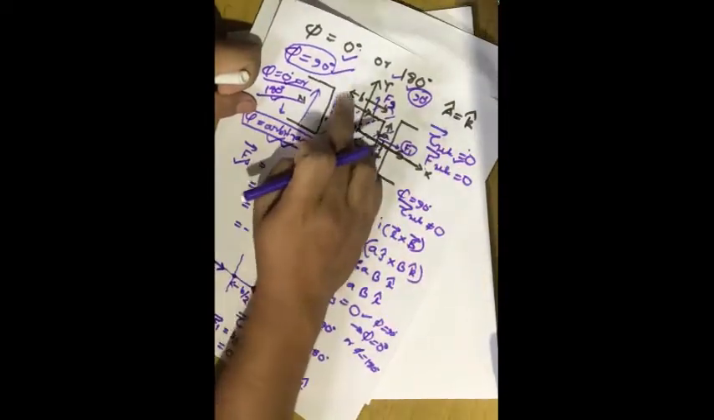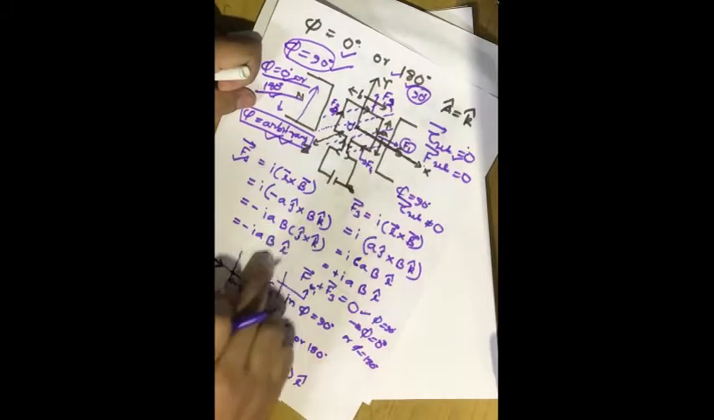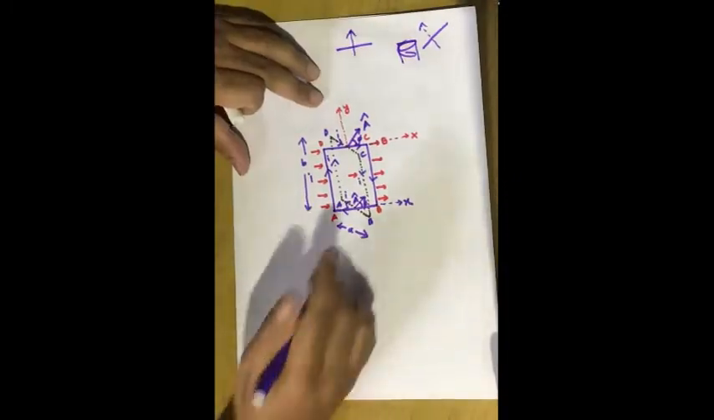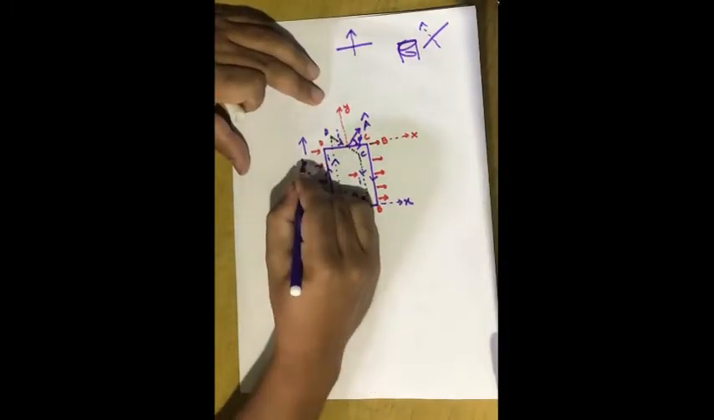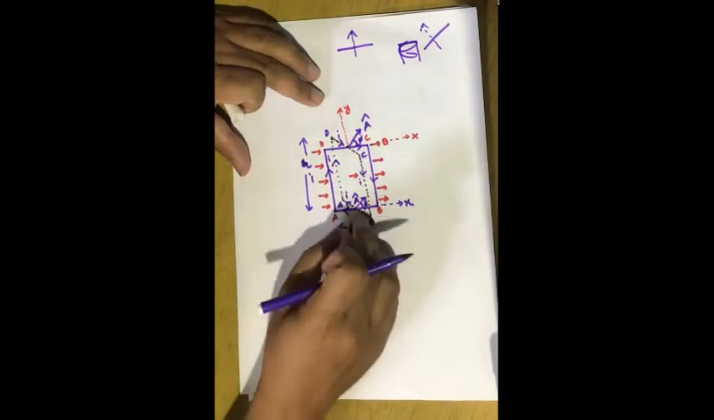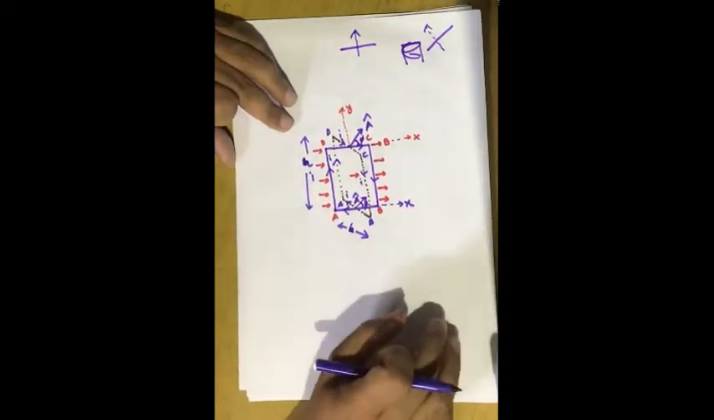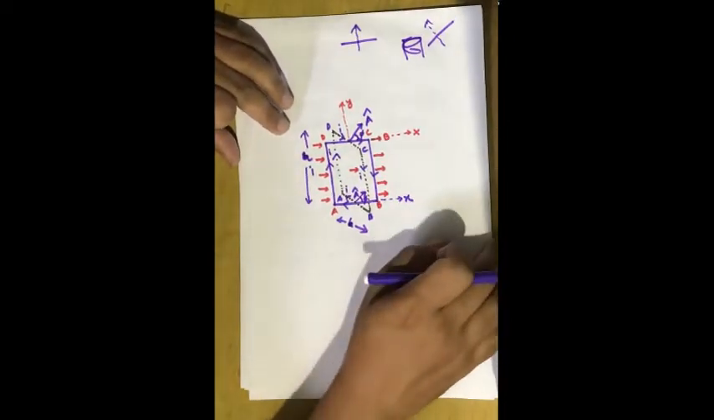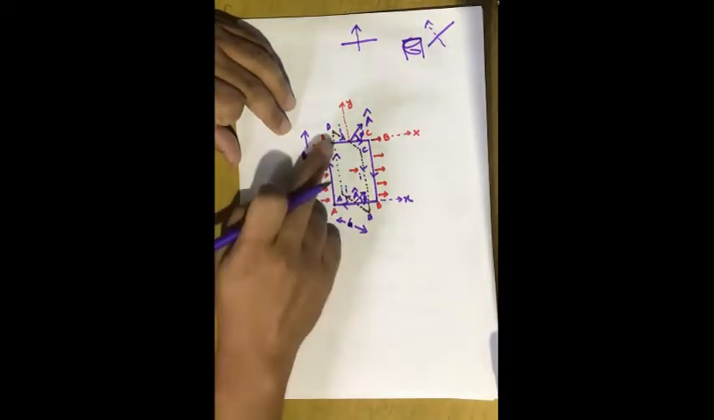You see, breadth is B and the length of the current loop is A in the earlier case. So in this case also we have considered the same thing. So this is B, sorry, and this is A. Length of the current loop is A and breadth of the current loop is B. Now what we are going to see is what are the forces acting on the current carrying element.